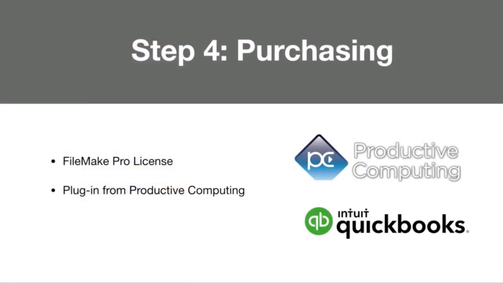So they make a great product. To use their product, you have to put all this coding into your FileMaker solution. Well, that's where we've cut the corner and saved this problem. So you're going to obviously need to have FileMaker licenses. You're going to need a license from Productive Computing. Obviously, you're going to need a QuickBooks Online subscription.